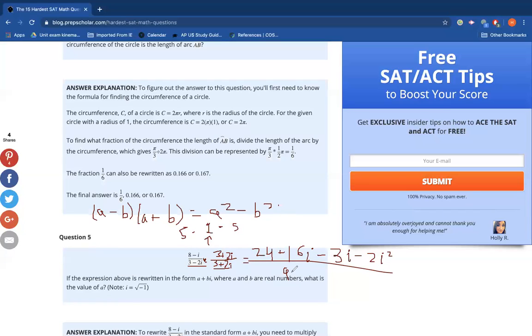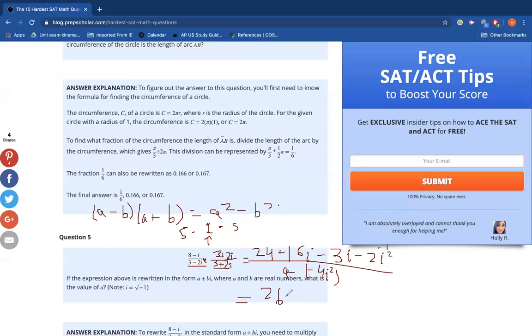9 minus b squared. So we're going to have minus of, so minus 2i, so minus 4i squared. Did I make a mistake somewhere? And never mind, I didn't. Okay, so then this is going to be 24, and then minus 2, so i squared is negative 1, so that's going to be plus 2. So this is going to be 26.